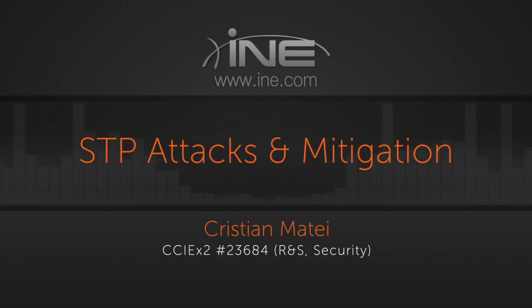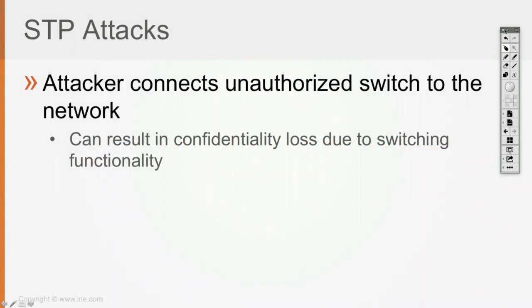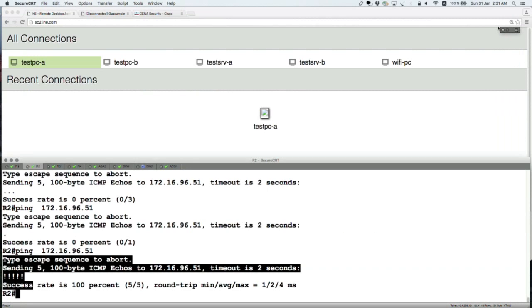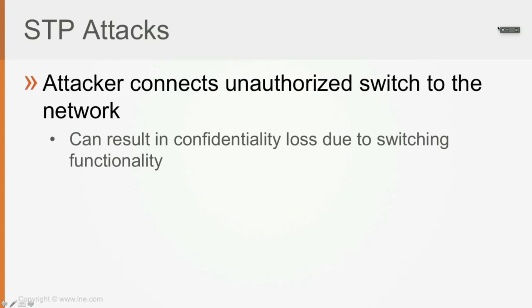So we have a couple of variations in here as well. STP is used to provide a loop-free layer 2 topology within a VLAN if it's per VLAN, or globally on the switch if you don't run per VLAN spanning tree. But with Cisco, you have to run per VLAN spanning tree.